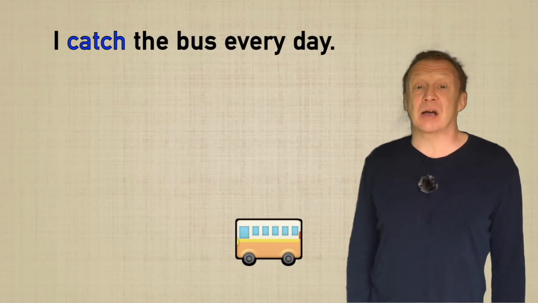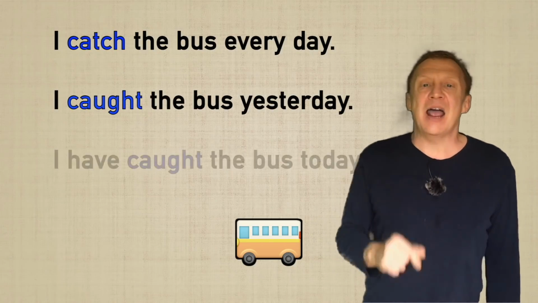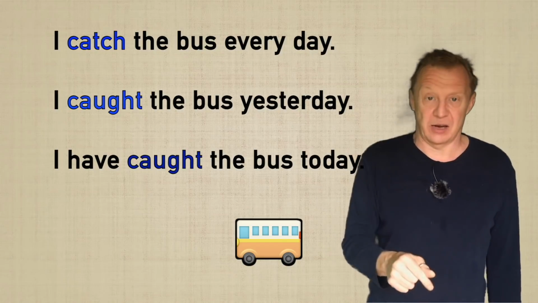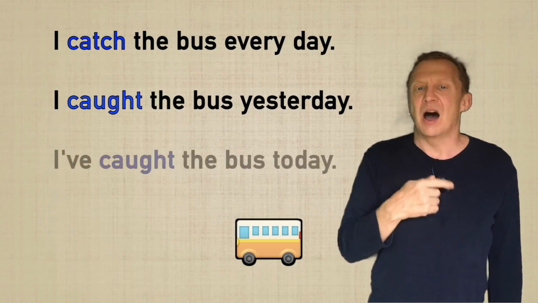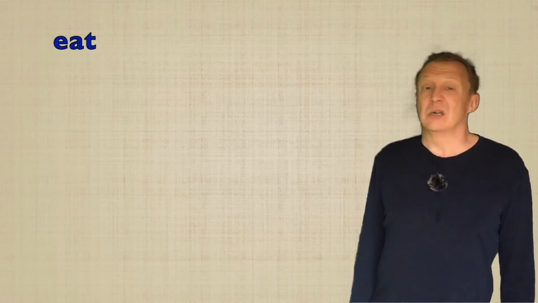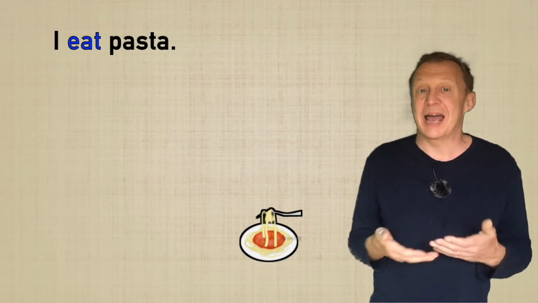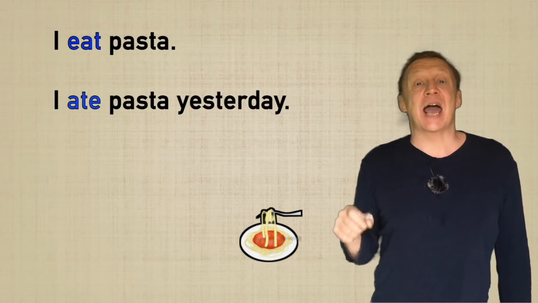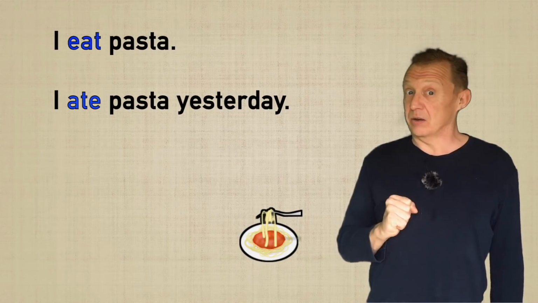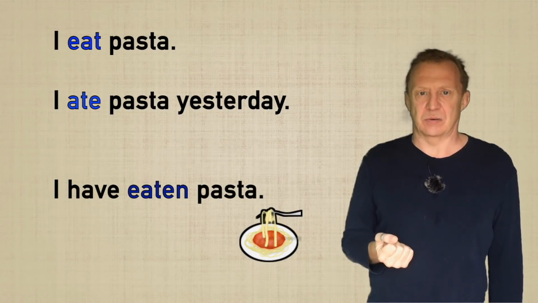Next one. I catch the bus every day. I caught the bus yesterday. I have caught the bus today. Contraction. I've caught the bus today. Look at another one. We have the word eat. I eat pasta. Present simple, generally, habit. I ate pasta yesterday. I have eaten pasta.